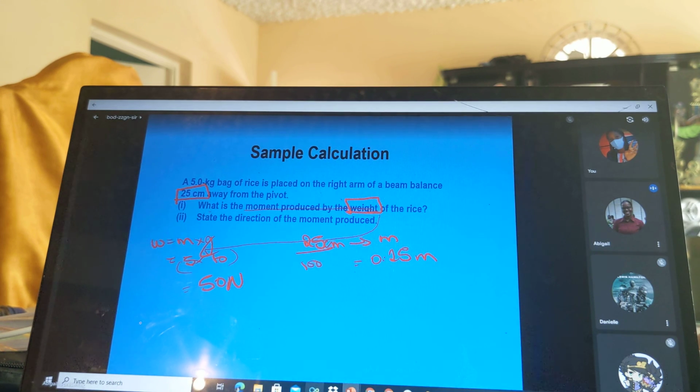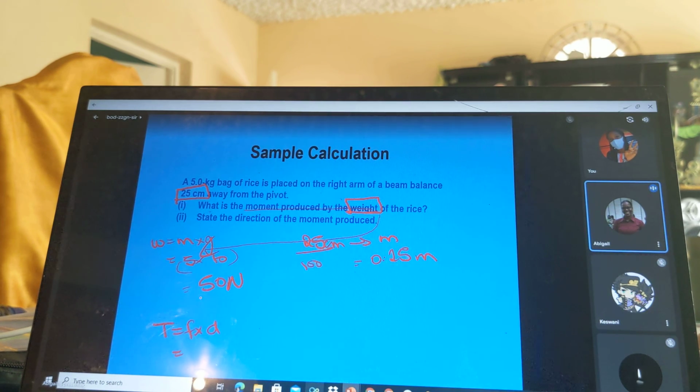How do we find moment now? Force times distance. What is the force we are using here? 50 newtons. And what is the distance of that force from the pivot? 0.25 meters. Excellent. So 50 times 0.25 gives us 12.5 newton meters. Newton meter.